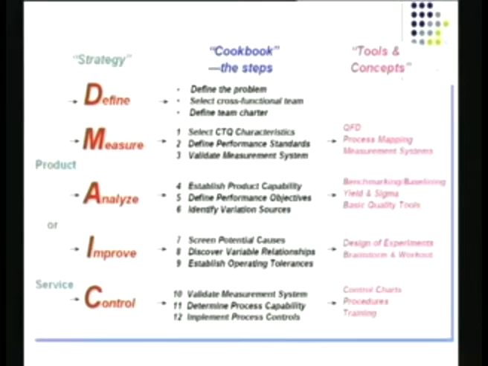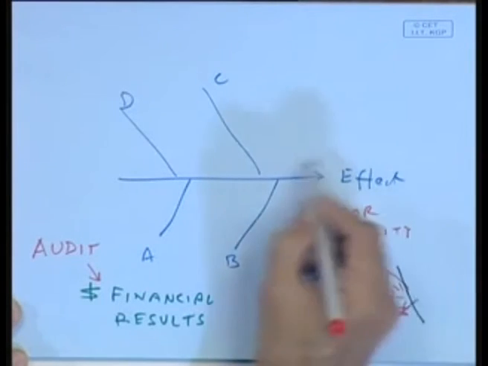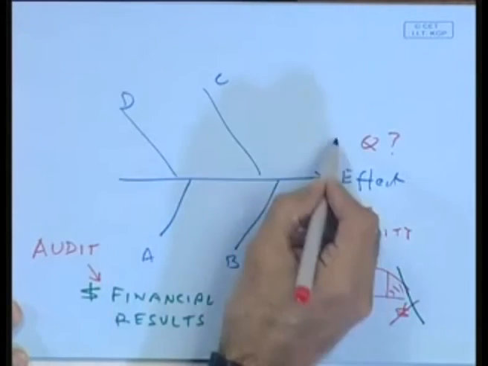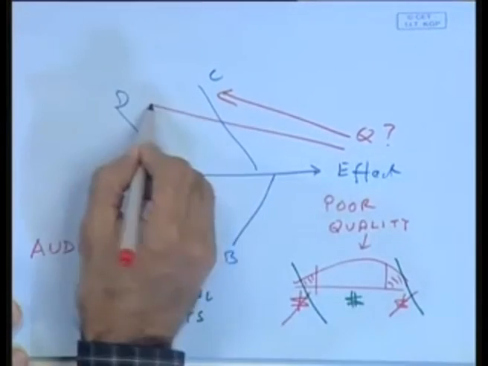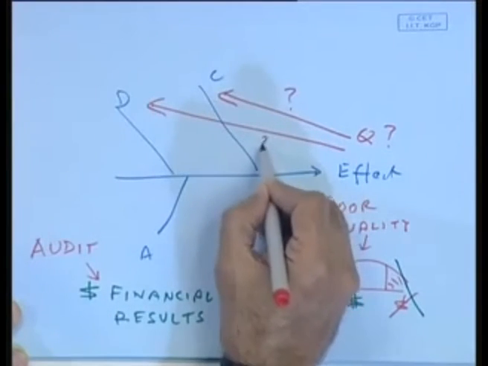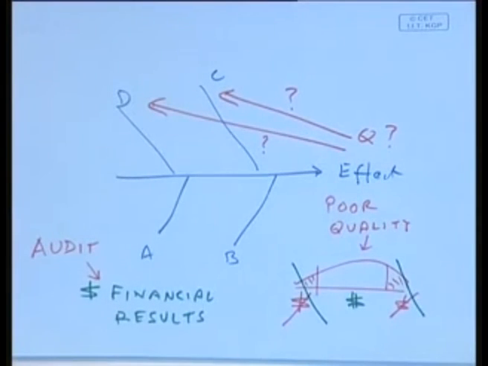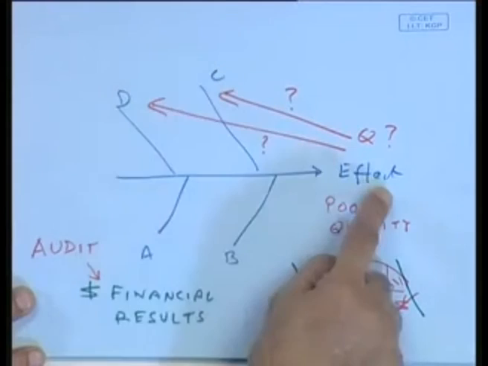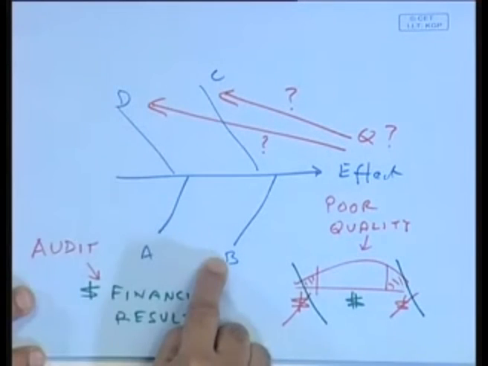Then, of course, you'll discover variable relationships. You must have this cause and effect relationship. So I had that effect here in this diagram. Remember this diagram that I have there. There is some quality problem there. Quality is missing there. I have to link that to these factors. Today that is unknown. Through your investigation, you will actually find out: is quality affected by factor C? Is it affected by factor D? Or is it not affected by B or A?